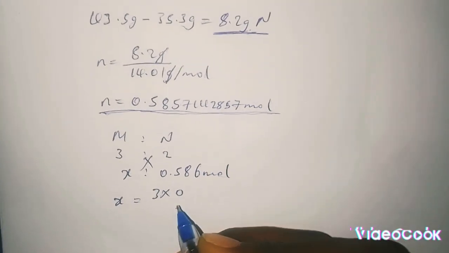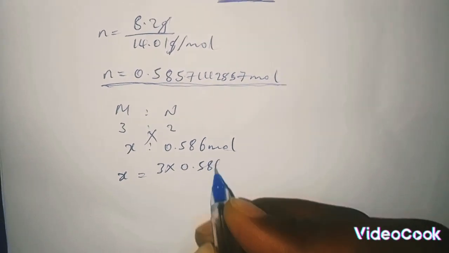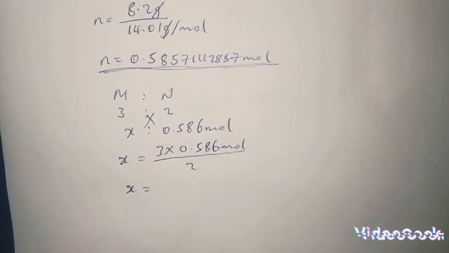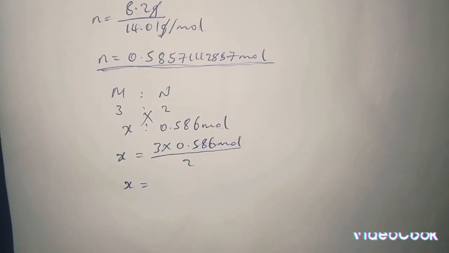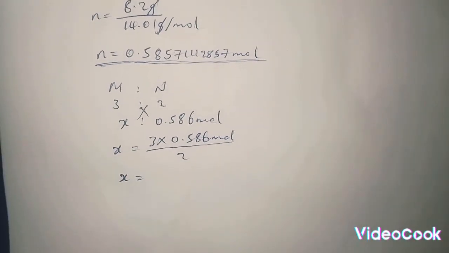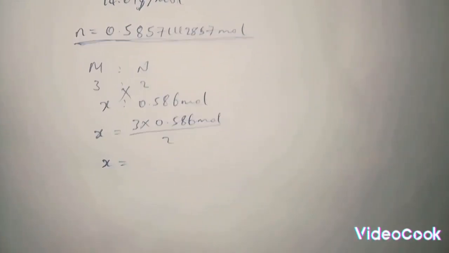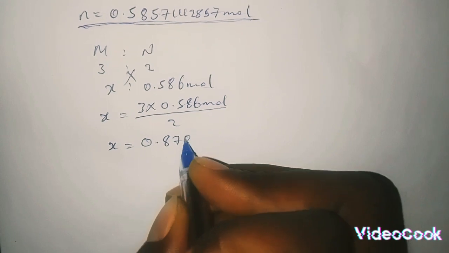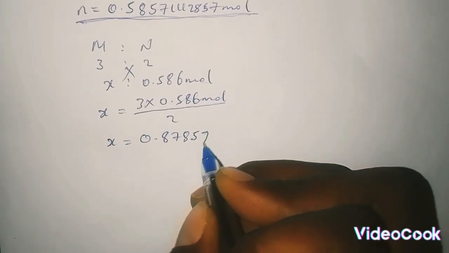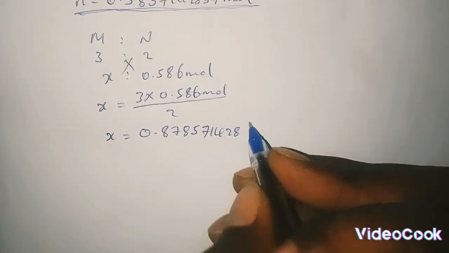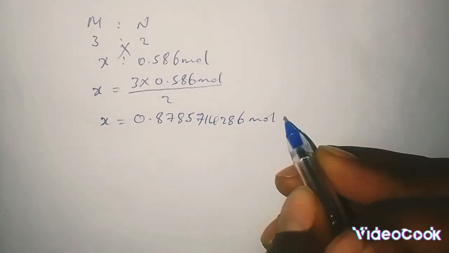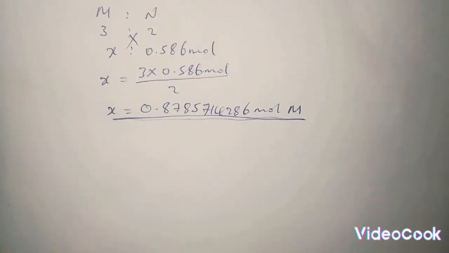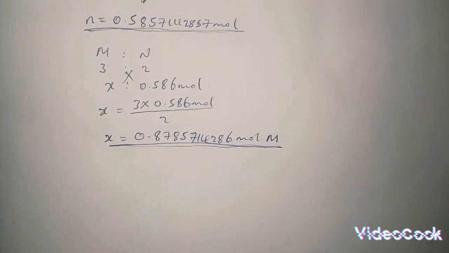So we cross multiply, and we will have x equal to 3 times 0.586 divided by the 2 here. What will be our x? Our x is 0.878571428 moles. So these are the moles of M. Since we have known the number of moles for element M, it is possible for us to know the molar mass, which is the Mr.